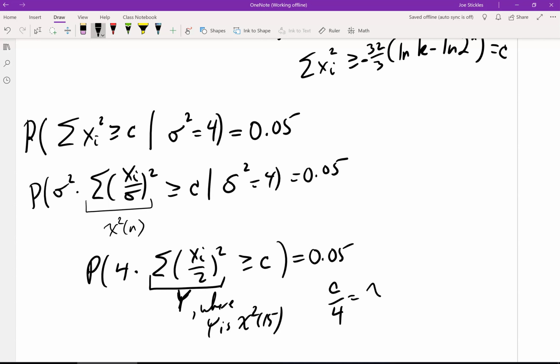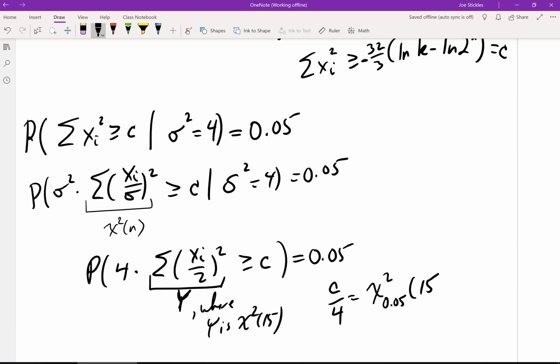Well, you go look up your chi-squared at 0.95. I think that's the way they write it in the book. If I remember correctly, nope, that's not right. This is 0.05. They write it that way because they want it as a right-tailed probability. This is 0.05, maybe, of 15.